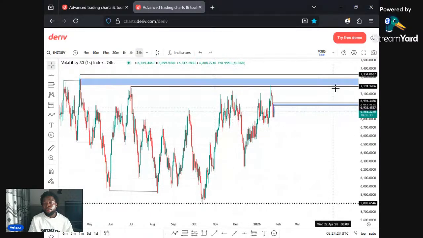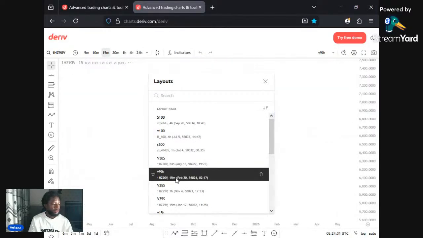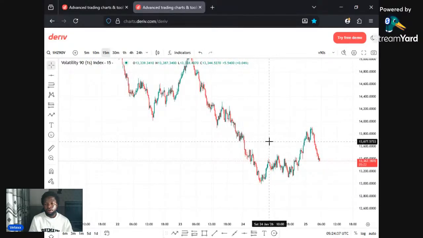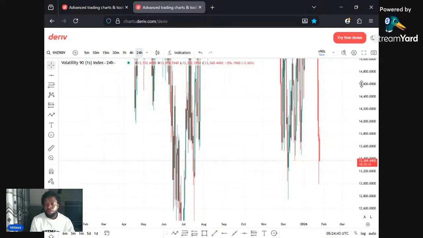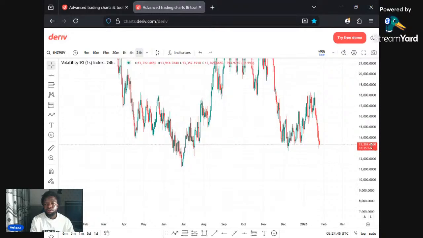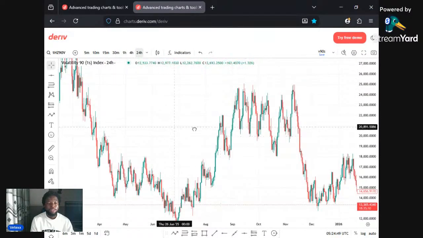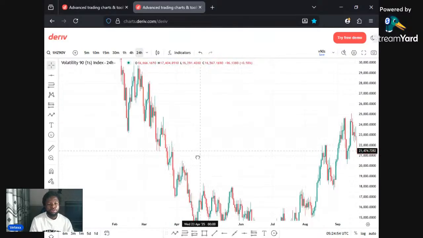Now, the next pair we are going to be checking out is V90 index. Let's check out V90 index and let's see what's happening on V90. If we find something good, good and fine. So starting from the weekly time frame, V90 is bearish on the weekly time frame, but on the 24-hour time frame, it gives us our trading pattern on the 24-hour time frame.